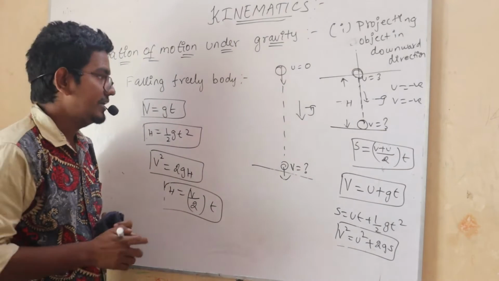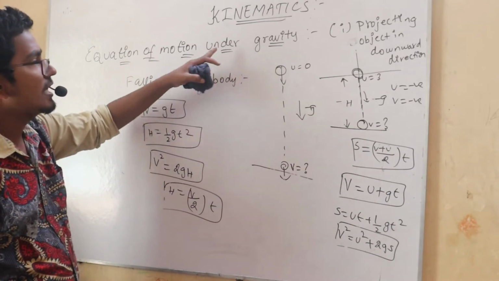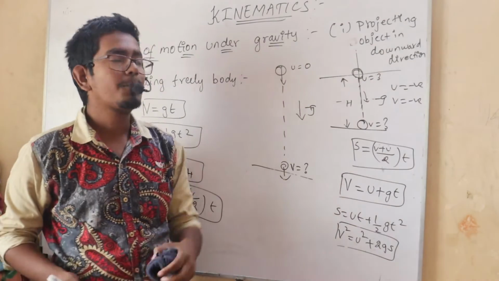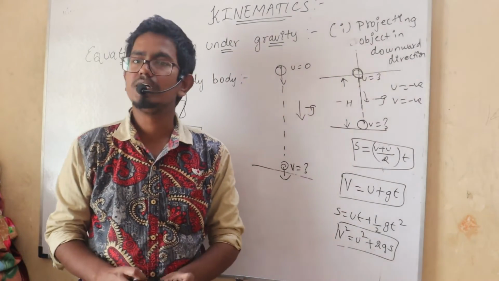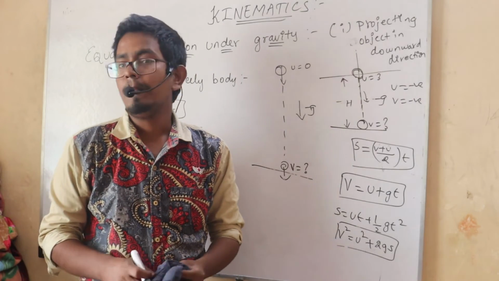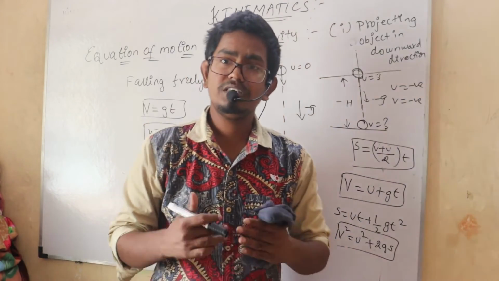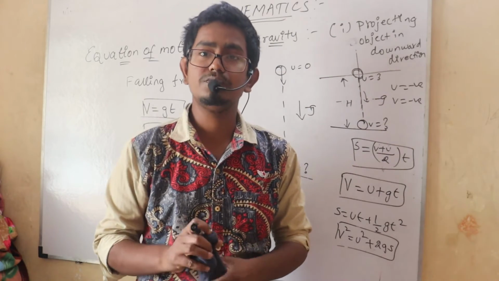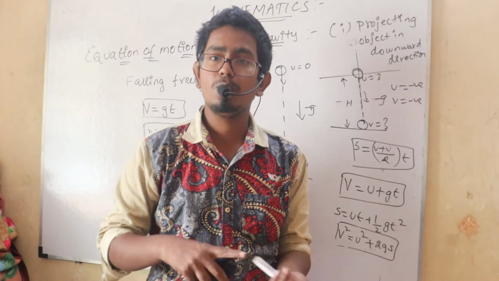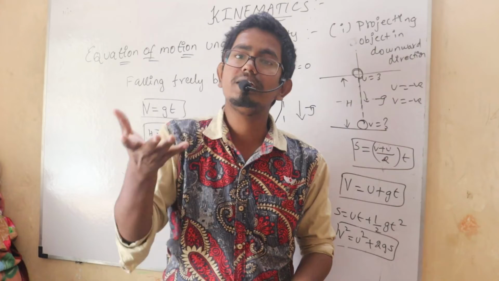Right? So that is all about the equations of motion under gravity for the first case, projecting an object in the downward direction. In the next lecture we will study the body which we throw in the upward direction. That means I am going to project this body in the upward direction.